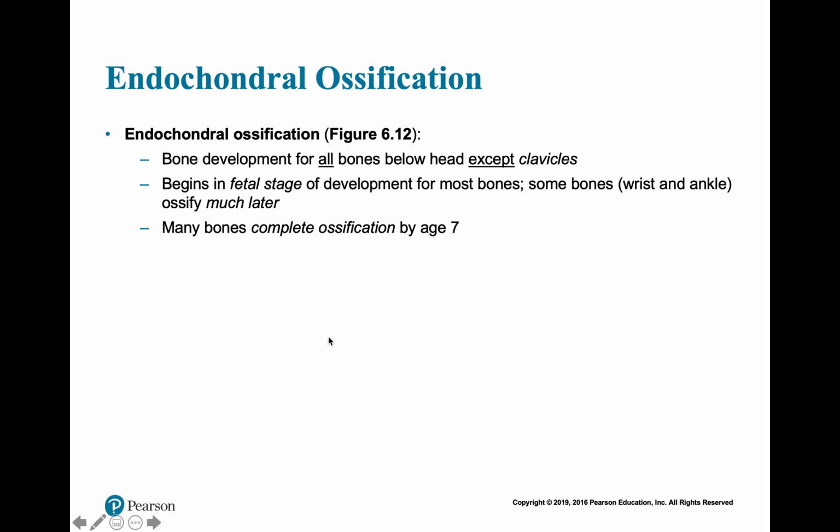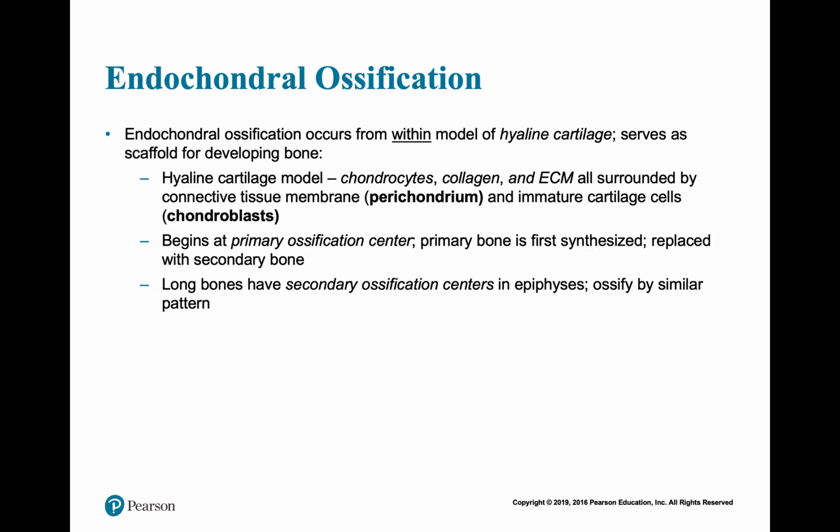A lot of them will ossify over time as the child grows. And so many bones complete ossification by age 7, except for areas like the growth plates, which we talked about. Growth plates are the little strips of hyaline cartilage found between the epiphysis and the diaphysis of long bones, allowing for lengthening of those long bones.